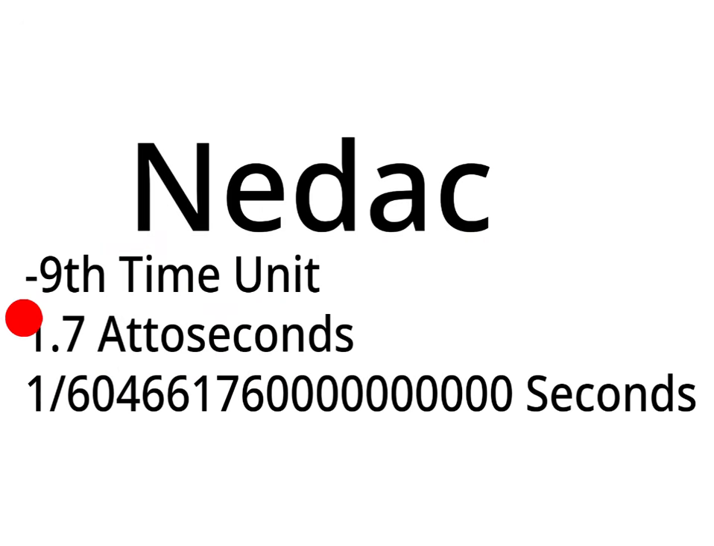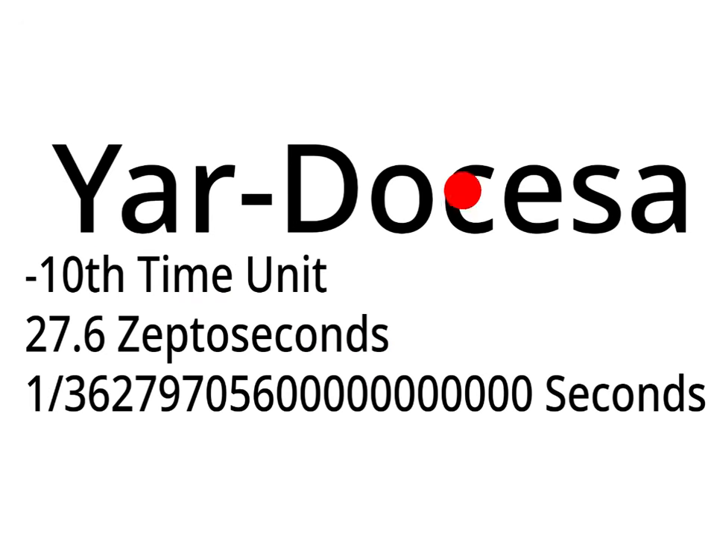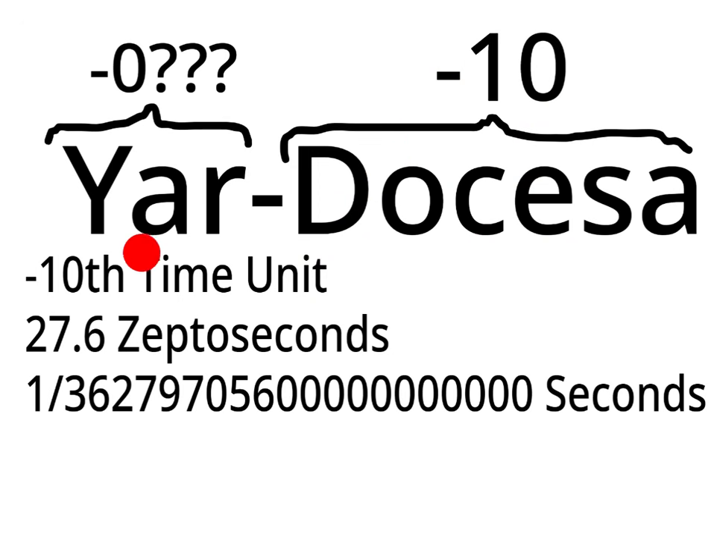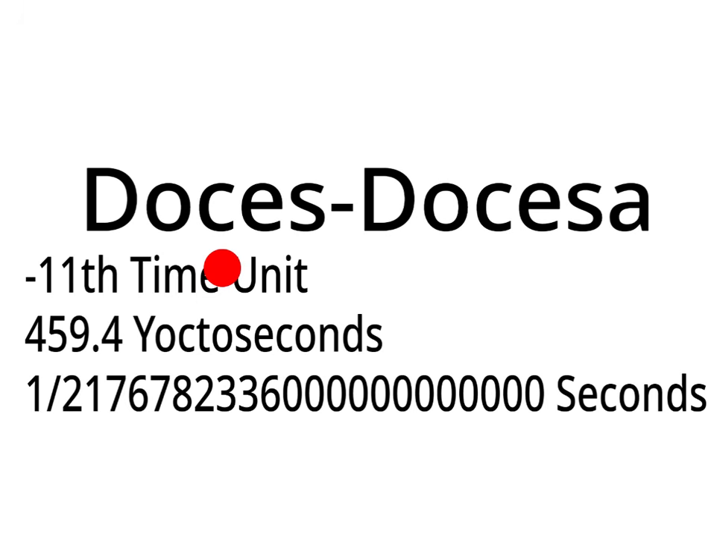The nedak is the negative ninth time unit, 1.7 attoseconds. And then we get to something called a yardoseza. We're doing the exact same thing we did for the positive ones, because we have this empty space. You see that the order of the words is flipped around, because these are negatives, so it has to be special. So, this is the negative 10th time unit, 27.6 zeptoseconds, and however many this is. So we know that this doseza means negative 10, so this is technically negative 0. Doesn't really make sense, but whatever.